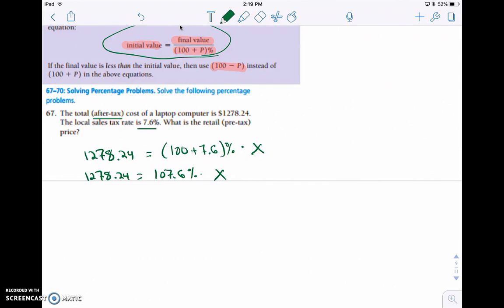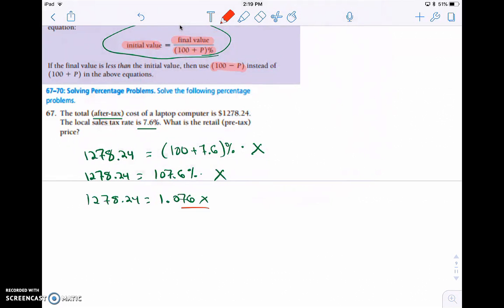107.6% times x. Well, in order to do our calculations, we're going to change that percent to a decimal so that we don't need that percent sign in there. So you're going to do $1,278.24 equals 1.076, so that is 107.6% changed to a decimal, times x.